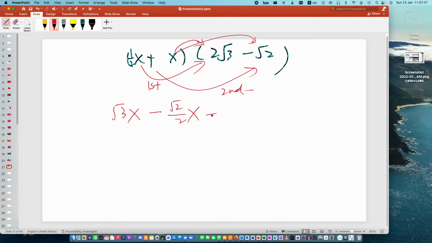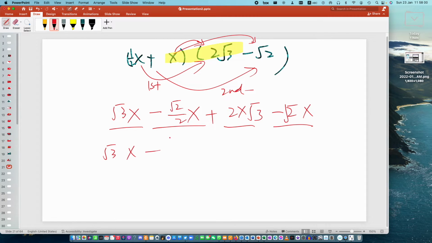Okay, then plus, I'm talking about here, it's 2x square root 3, then over is minus square root 2x. Then you have, let me see, x, right? Can you see x? Yeah, everything has x. Can you combine the x? I think so. Square root 3x minus square root 2x is 2 square root 3x minus square root 2x.